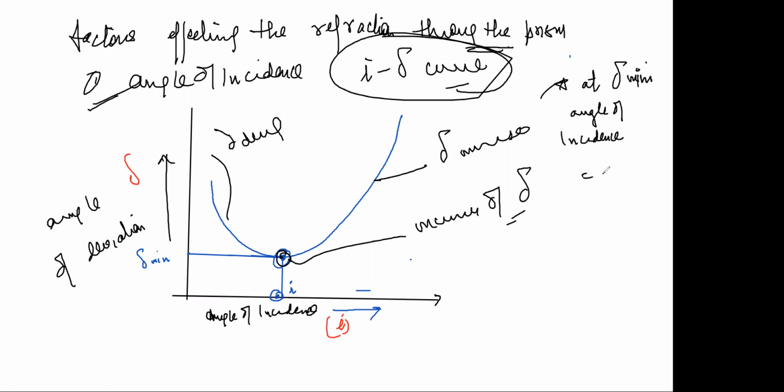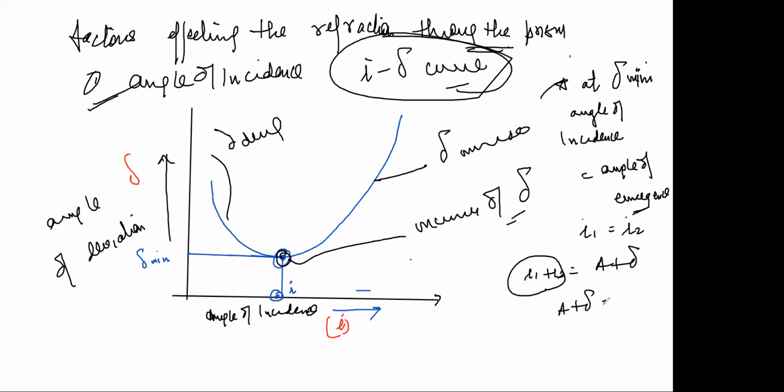Angle of incidence is equal to angle of emergence. That means I1 equals I2. The relation we had was I1 plus I2 equals A plus delta. They are equal to each other, right? So A plus delta equals 2I, or I equals (A plus delta) upon 2.